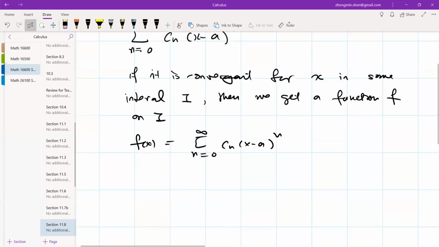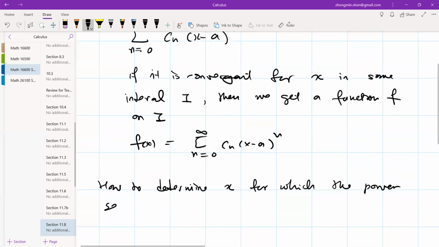So my first question is how to determine the interval for x, so that for x in that interval this power series is convergent. So this is the question: how to determine x for which the series is convergent.